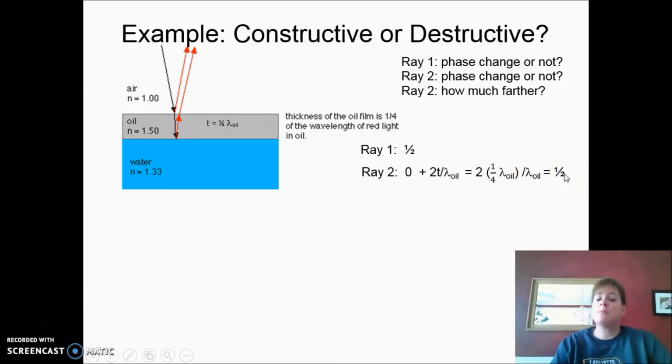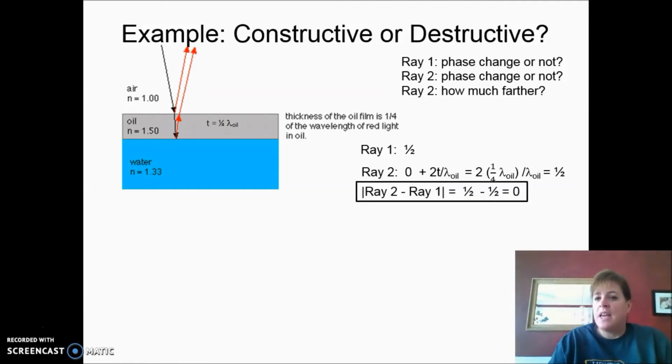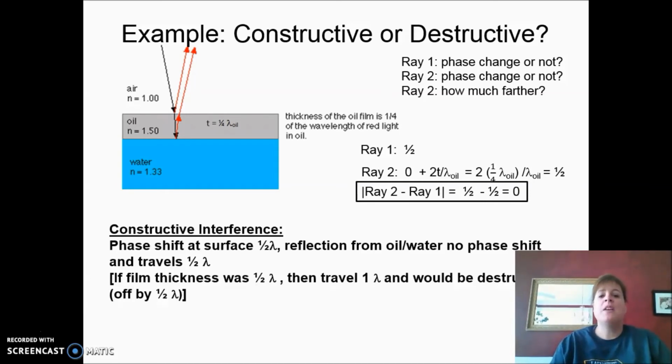All right, so now I'm going to take the absolute value of ray 2 minus ray 1, and I get 0. Well, that's a whole number, so it's constructive. So because I have a phase shift at the first one, no phase shift in the second one, and my total travel is 1/2 of the wavelength of the oil, then I get constructive interference.